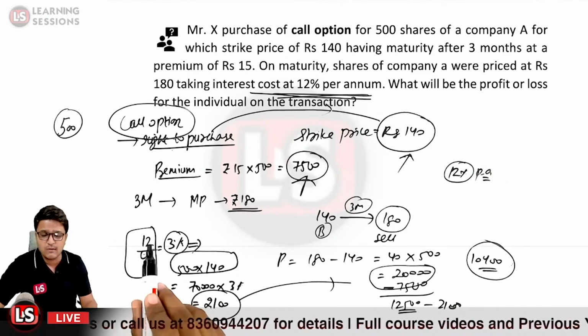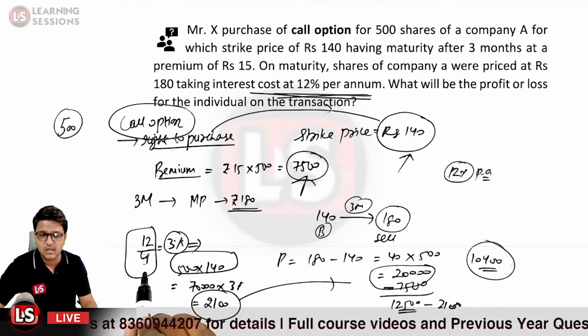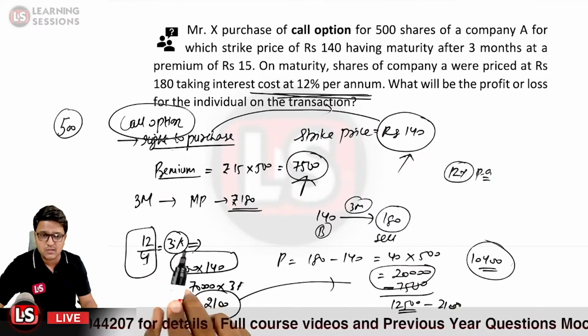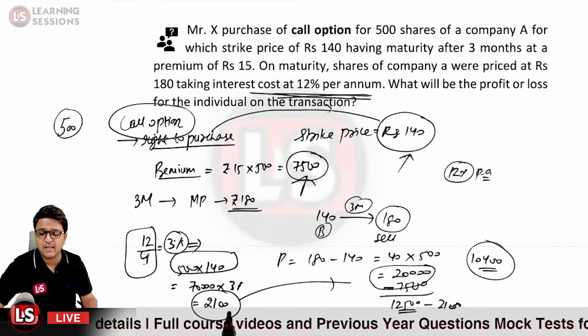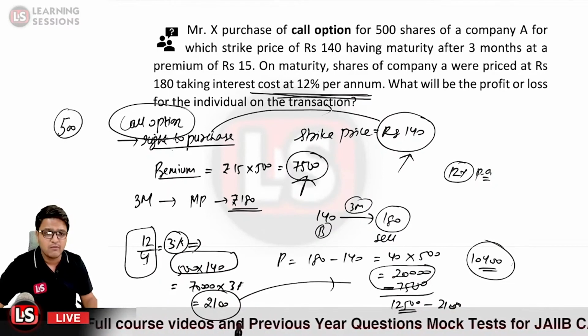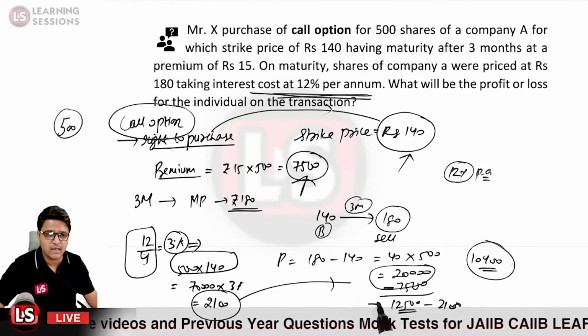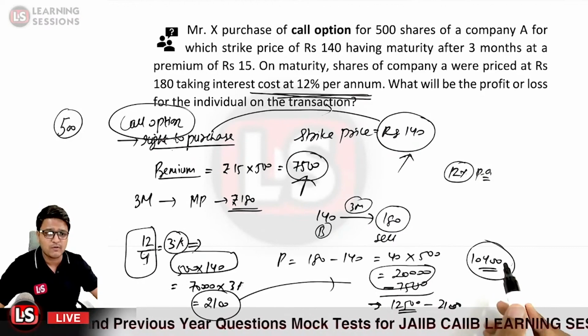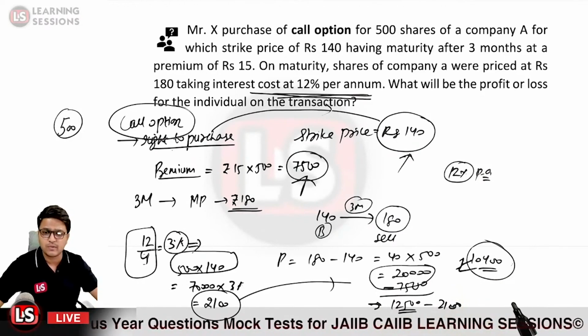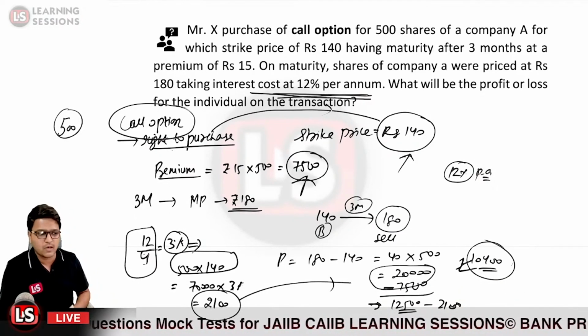So we'll be going for 12 divided by 4 because there are 4 quarters in the year itself. So it will be charged at 3%. So we calculated it, and that would be basically 2,100. We subtracted it from the net profits we were having over here. So that is the overall profit we are having, that is 10,400. Okay.